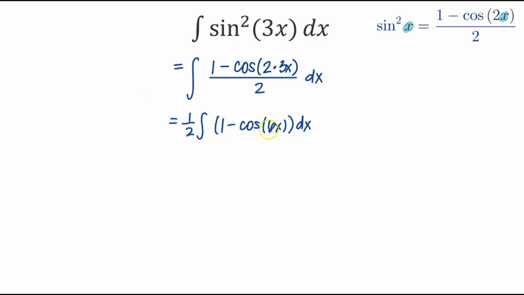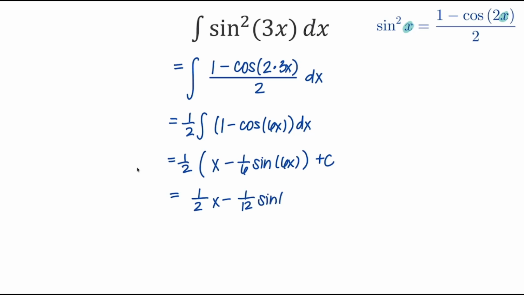And now I can integrate each term separately. So I have the 1/2 in front times the integral of 1 is just x. And the integral of negative cosine of 6x, we want to make sure and recognize that we're going to need a 1/6 in the front. So we're going to have minus 1/6 sine of 6x and then plus c. So we can go ahead and distribute the 1/2 back in. So we'd have 1/2 x minus 1/12 sine of 6x plus c.